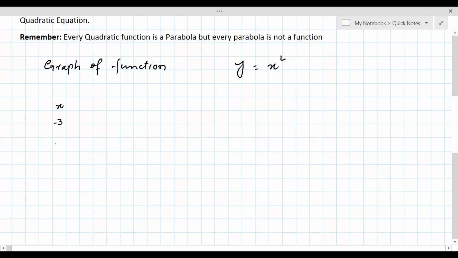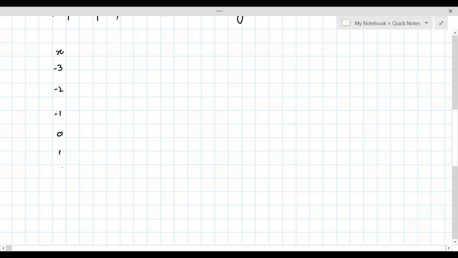then minus 2, then minus 1, 0, 1, 2, and 3. These are possible values, and against each value of x now we will find the value of y. So for y, here we have minus 3 square because y is equal to x square. So this will be equal to 9.